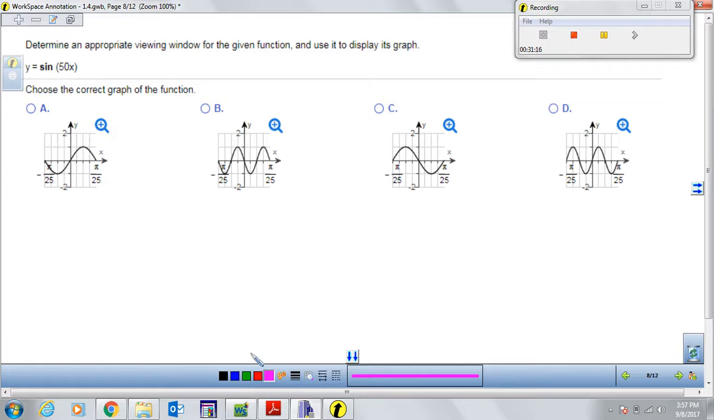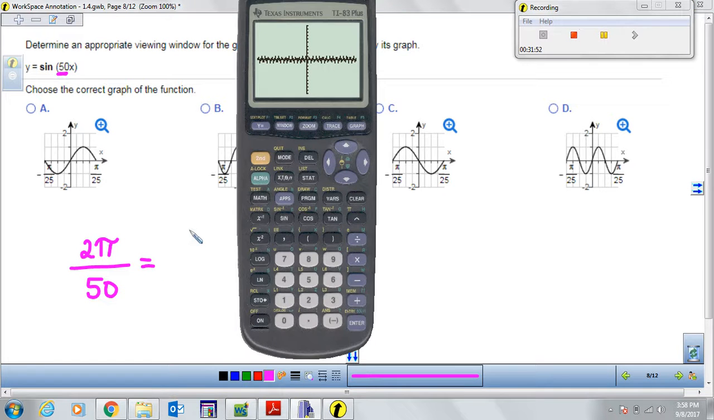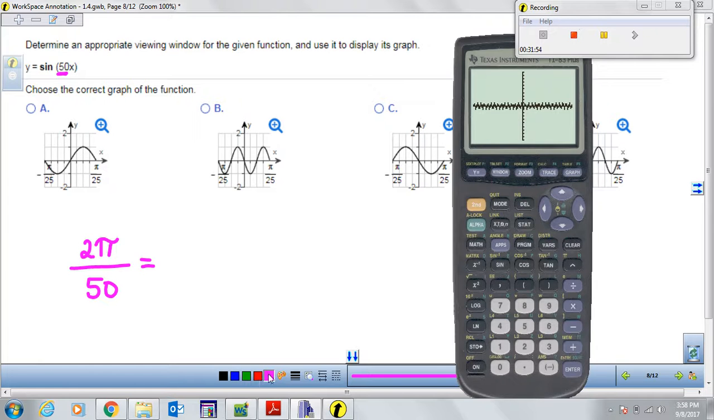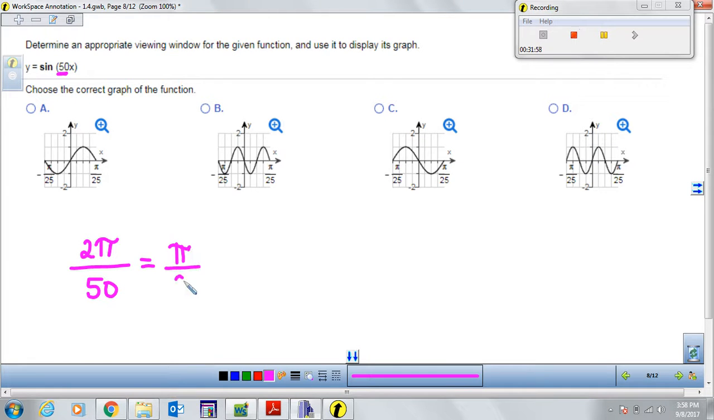So for trigonometric functions, for you to determine the best viewing window, at least for the x-axis, this is what you will always do. Identify what's the coefficient in front of the x, in front of the variable, and you will determine what is the period of this function. So sine is periodic every 2 pi, right? So you will do 2 pi divided by the coefficient in front of the x. You may put this into your calculator, or you may leave it as a fraction. If we do it without the calculator, then this reduces to pi over 25.